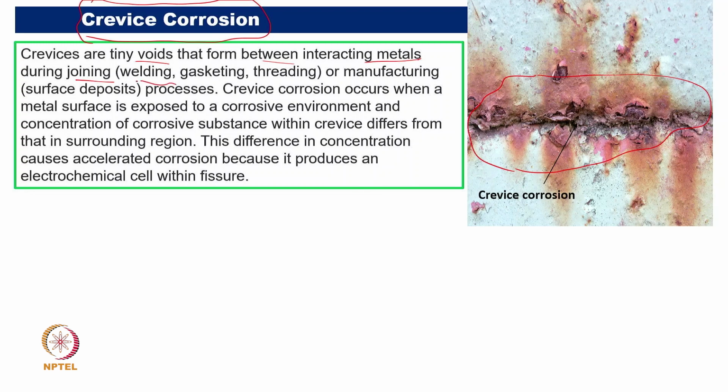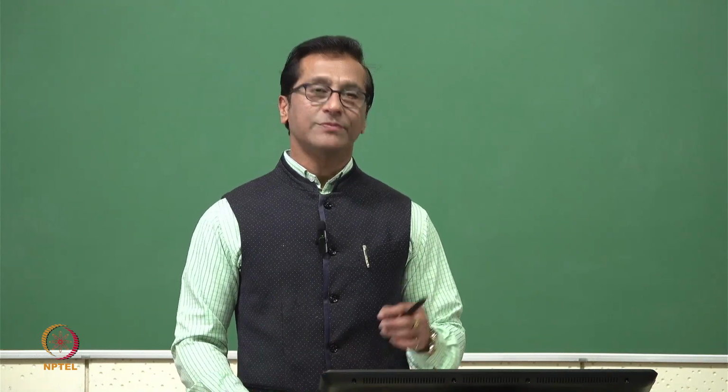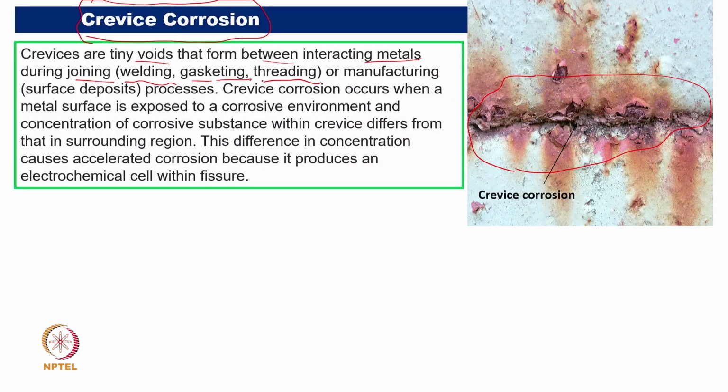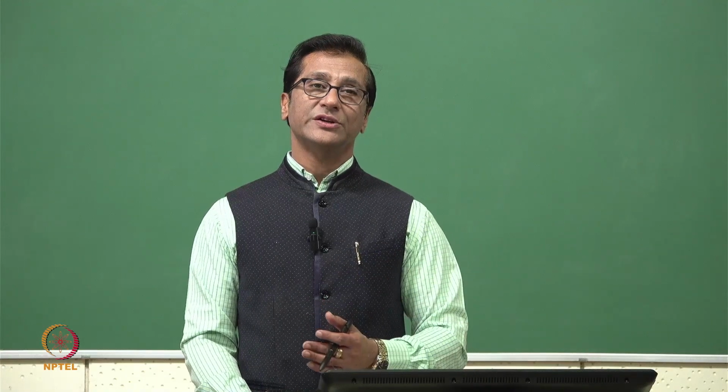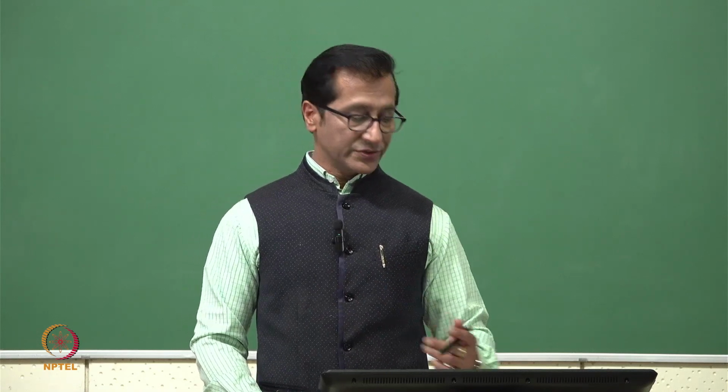I have observed it particularly in welding, and even in gasketing: if the gasket is not properly aligned, there are some sort of pockets, then again problems will come. Similarly threading, or even manufactured surfaces, when we are working with bimetallic or trimetallic, and there are some sort of voids, that will create crevice corrosion possibilities. So crevice corrosion occurs when a metal surface is exposed to a corrosive environment. As I say, water is a corrosive environment, salts are corrosive environments, water with SO2, carbon dioxide, HCl, or just chloride, they are corrosive environments.